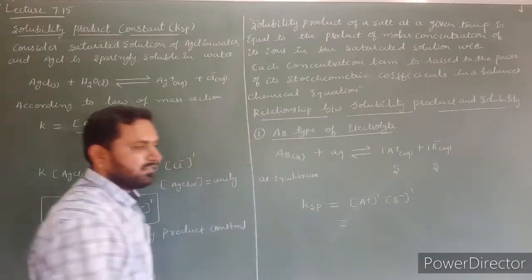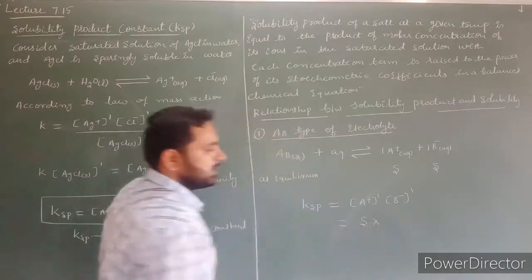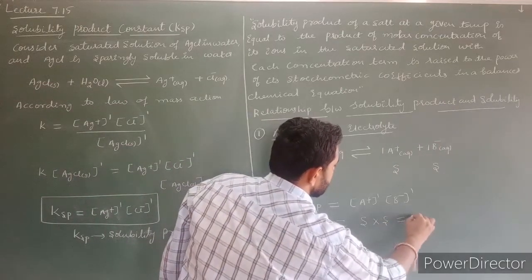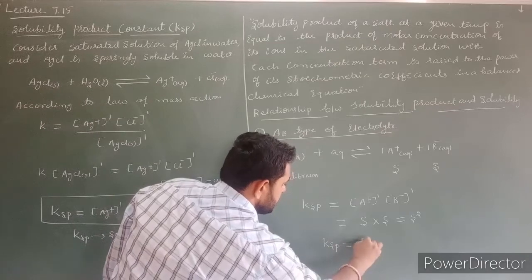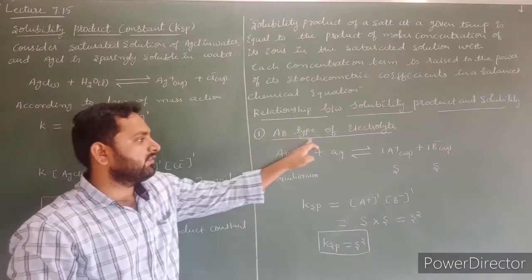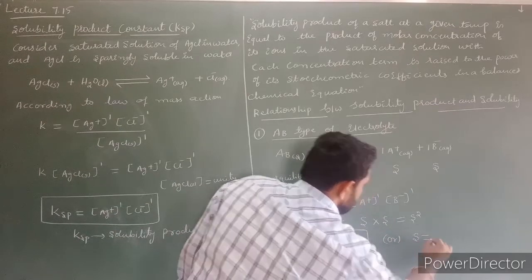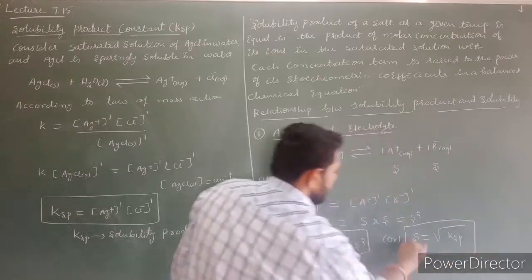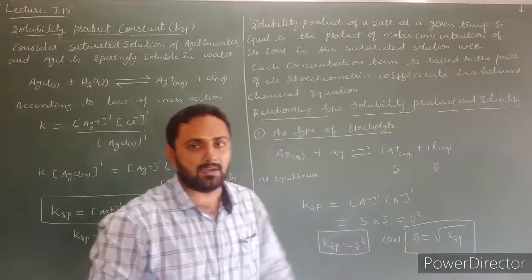Now, what is the solubility of A plus ion? The solubility of A plus ion is S, into what is the solubility of B minus ion? The solubility of B minus ion is S. Then S into S is S square. So Ksp is equal to S square. This is the relation between solubility product and solubility for AB type of electrolyte, or we can write it as S is equal to square root of Ksp. To calculate Ksp, use this formula. To calculate S value, use this formula.